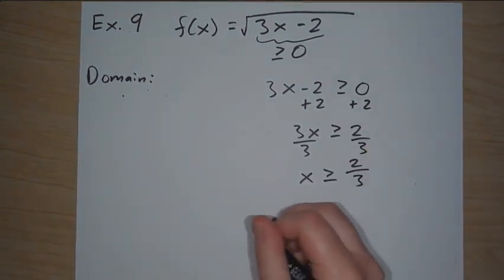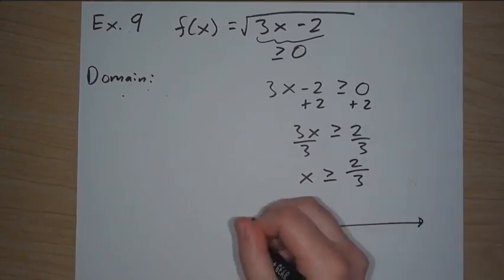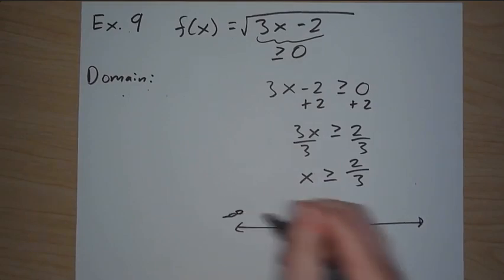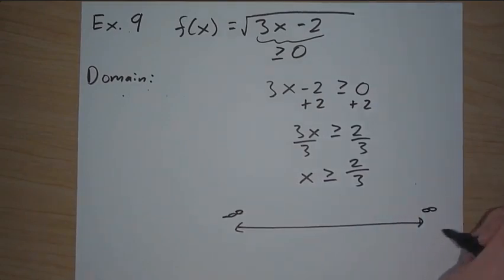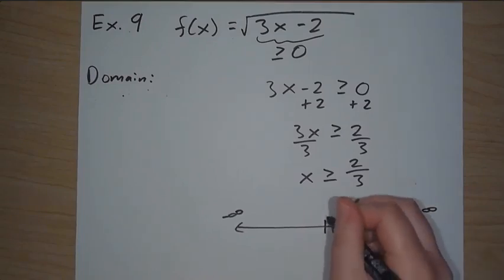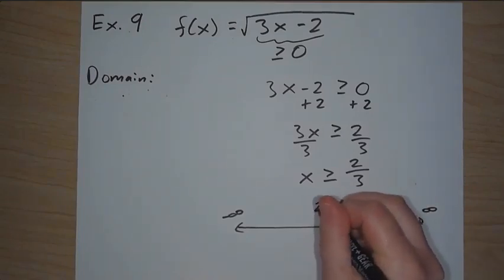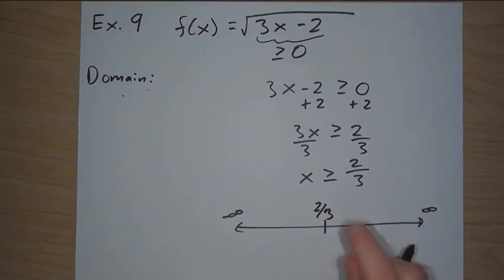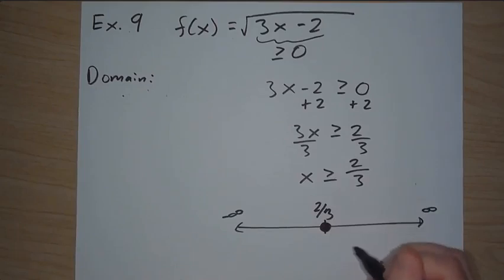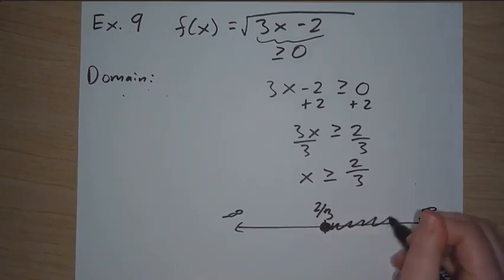So drawing that on a number line, so we can later write our domain in interval notation. We have negative infinity on the left and infinity on the right. Our x value of importance is 2/3. And it can be 2/3. So it's going to be a closed circle and has to be greater than 2/3.